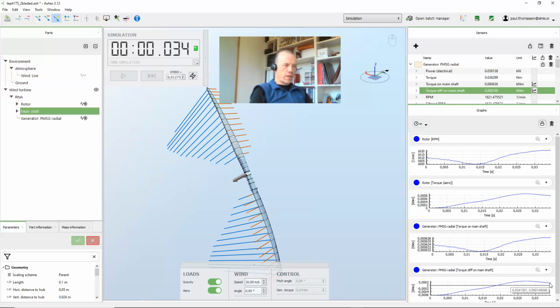Is it the difference between aero torque and generator torque? This is aero torque. Aero torque is 0.78 newton meters, and generator torque is 0.63 newton meters. So it seems correct that the torque difference is 0.1 newton meters.